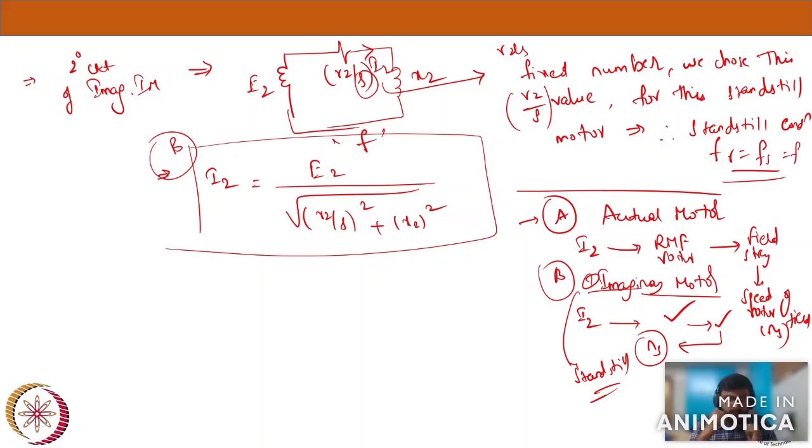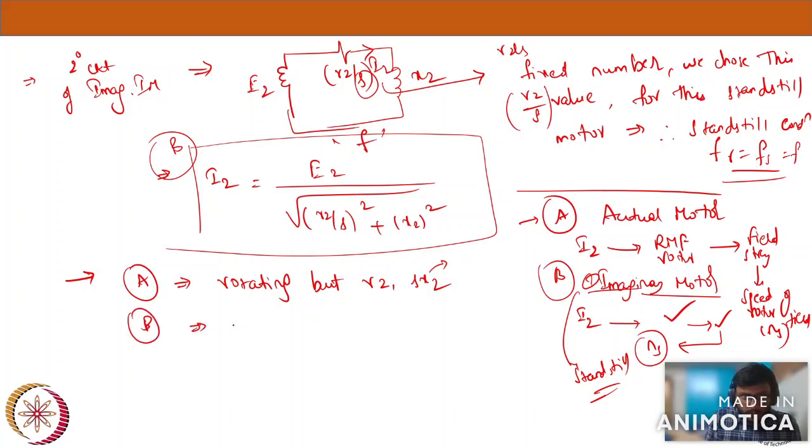Can anyone tell me why? Because for condition A, the actual machine, it is rotating but having values of R2 and sX2, where X2 is the standstill reactance. My imaginary motor is at standstill but having R2 by S and X2.